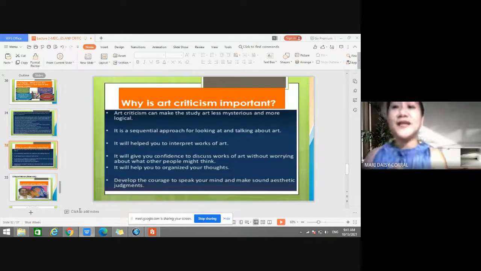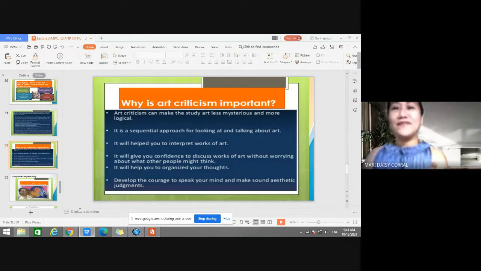Also, art criticism gives you confidence to discuss works of art without worrying about what other people might think, because you will be very clear. You will come up with a clear perception of what that particular art is all about, because you have a step by step, very good method in trying to come up with your art statement. Also, art criticism develops the courage to speak your mind and make an authentic judgment about it. Authentic means it is your personal opinion about that particular thing.